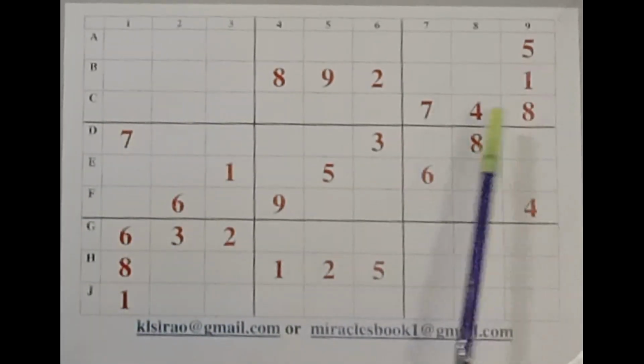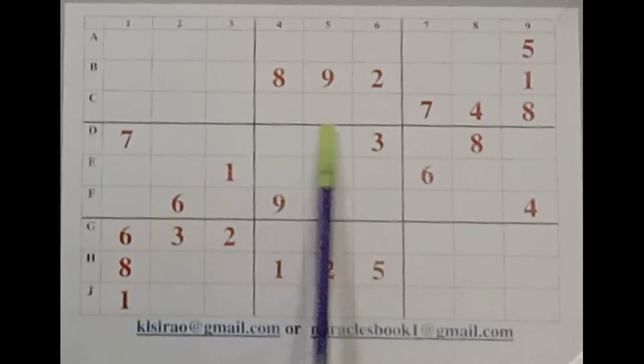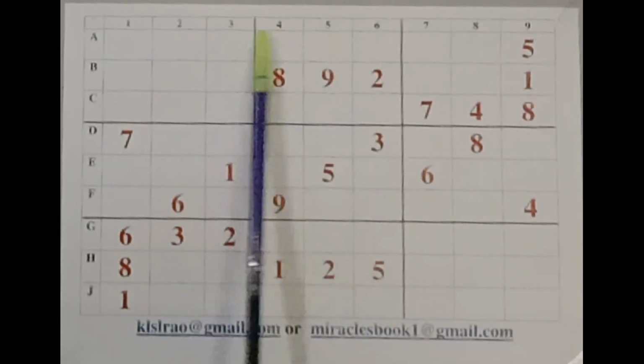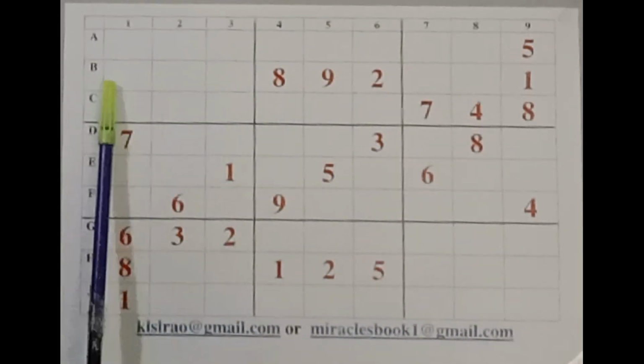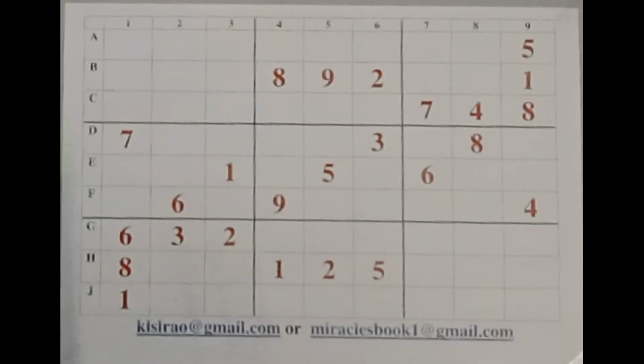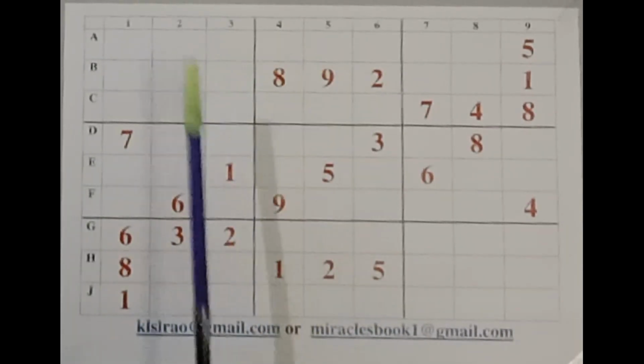And then 4 also similarly. 4 cannot take any of these 3 cells. It has to be somewhere in one of those 3 cells. That means in this box, this 4 also has to take one of these 3 cells. There is no cross check. Okay, that is one way, that is utilizing the Sudoku wall.